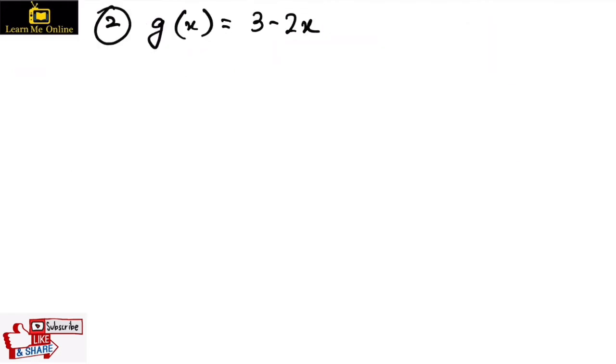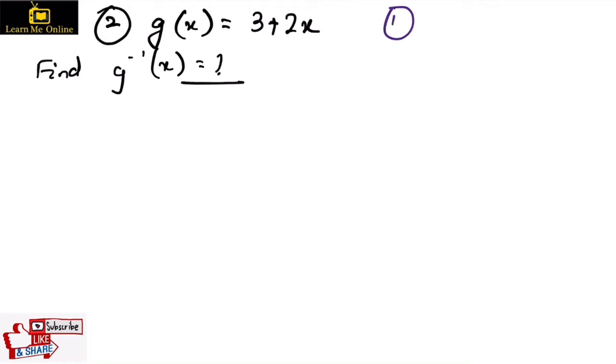Let's do the same thing with the next example. Here we have g of x equals 3 plus 2x, and we are finding g inverse of x, the inverse function. Again, we follow the same steps. The first is that g of x is written as y. So y equals 3 plus 2x.